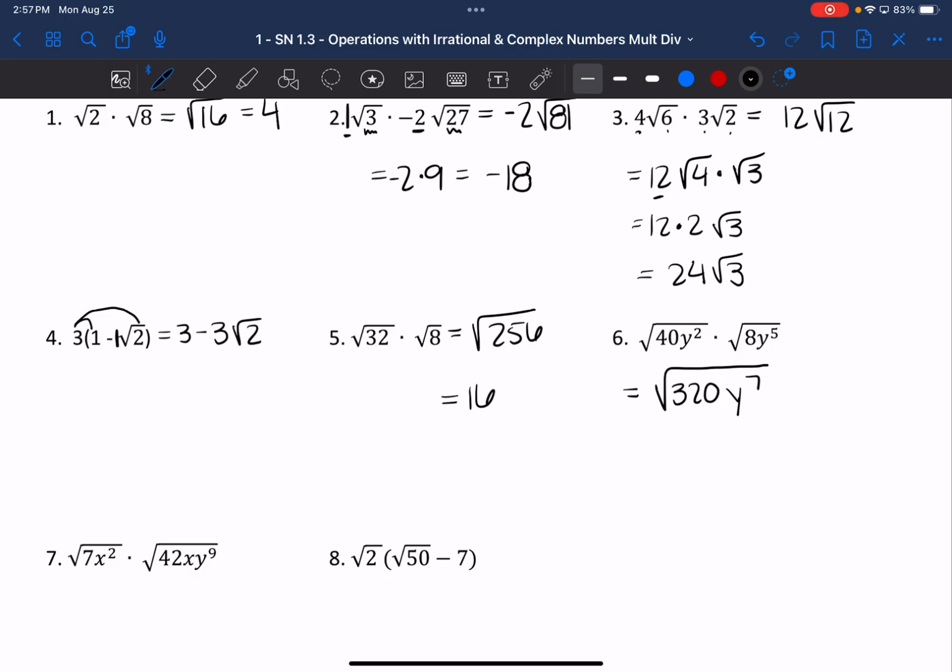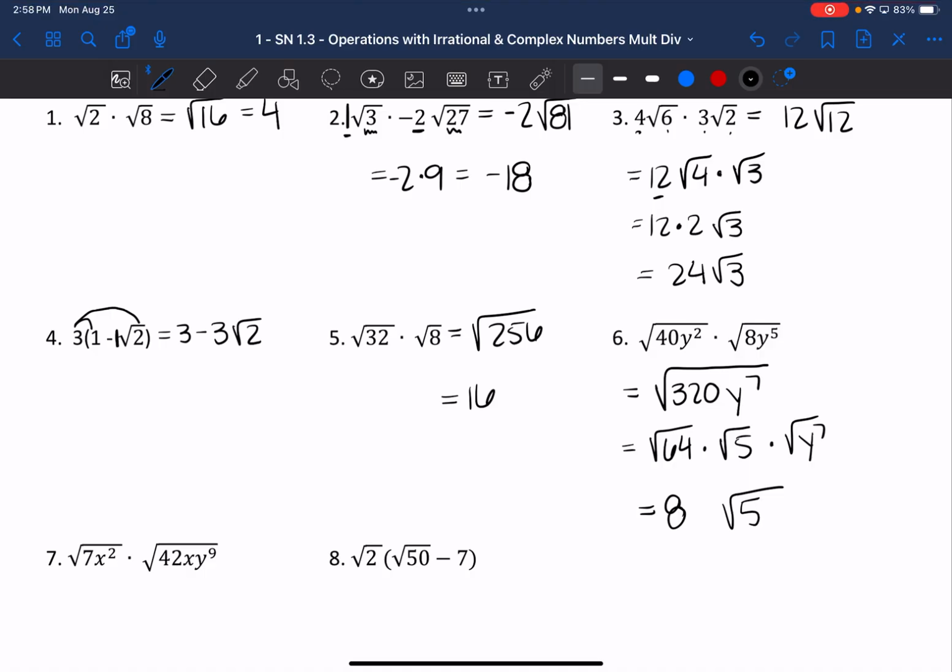So there's probably not a perfect square root for 320, but we want to try and think of some numbers that multiply to give us 320 that do have a square root, preferably the biggest one. 64 and 5, good. So this is going to be square root of 64 times square root of 5, and then we also still have that y to the 7th under there. All right. So the square root of 64 is 8. But there is no square root of 5, right? So this is going to stay a 5 under here.